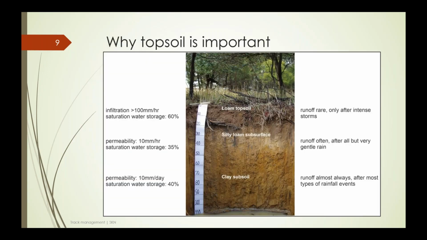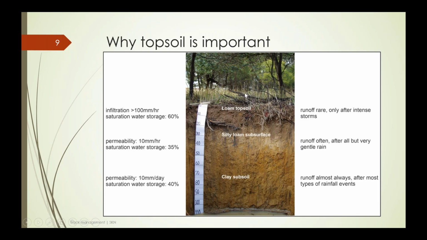So at the start of the system, we have the topsoil, and I'd just like to spend a minute or two emphasising the importance of topsoil. In particular, you'll see here the infiltration capacity of topsoil is of the order of 100 millimetres an hour. That is, topsoil in its natural condition can absorb pretty much any storm that's thrown at it. It also has a very high storage capacity of the order of 60% or more.